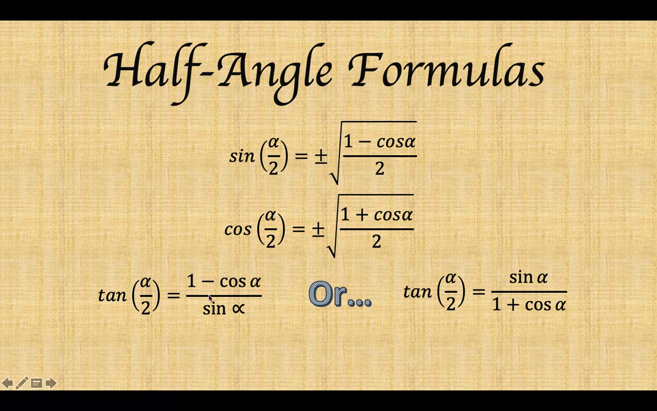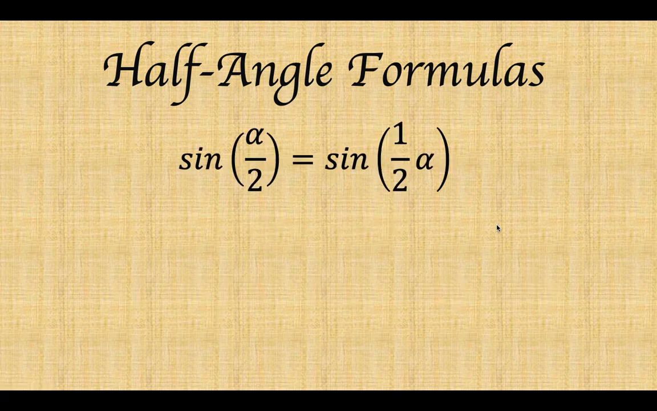And then there's two different ones for tangent. They're actually equivalent. There's an identity proof where you could show that those two are the same. It doesn't matter which one you choose. Before I go on to the first example, sine of a over 2 is equal to sine of 1/2 a. That should be somewhat obvious, but if your formula sheet looks a little bit different than what I just showed, it's really just the same thing.